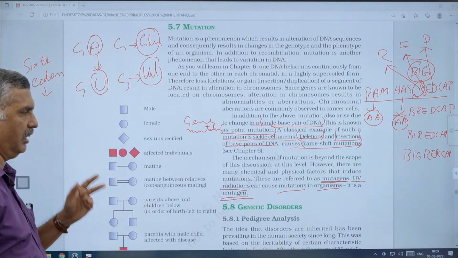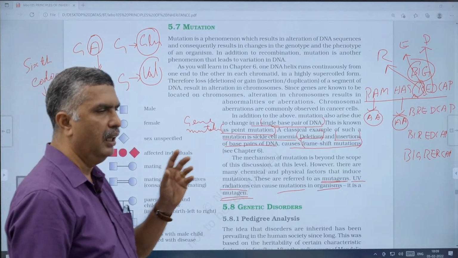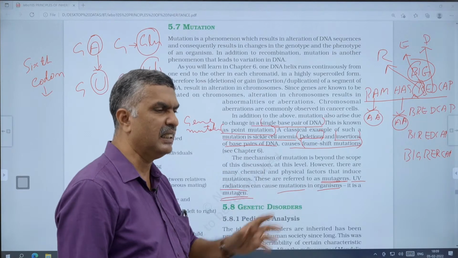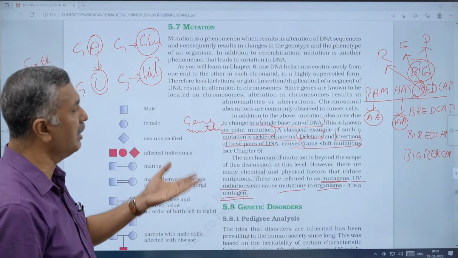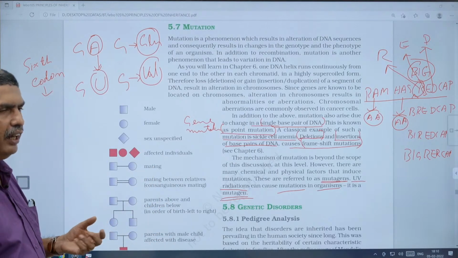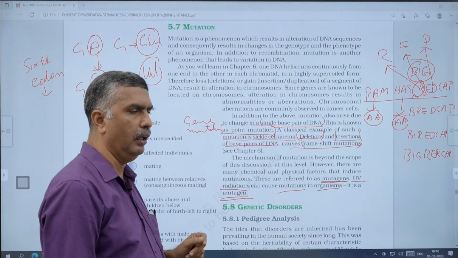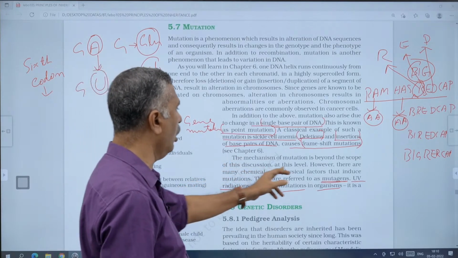UV rays, gamma rays, X-rays, most of the ionizing radiations, are physical mutagens, and some chemicals also. Mustard gas, sodium oxide, nitrous oxides are all chemical mutagens. The substances that cause mutation are called mutagens, either physical or chemical.